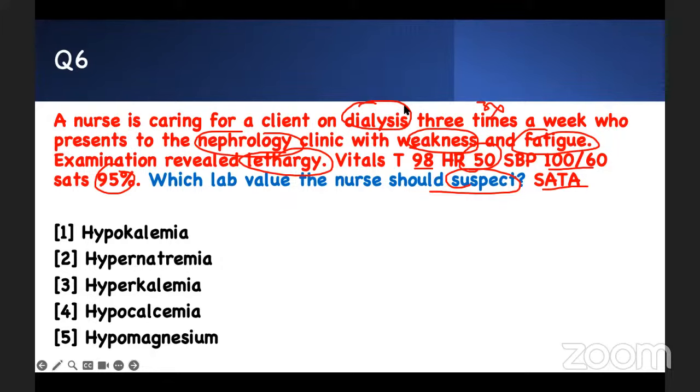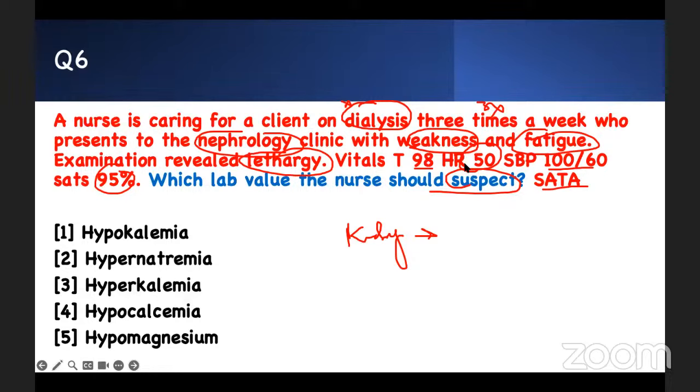You have to use the buzzwords to direct you. Anybody on dialysis, you have to know they have a kidney problem, kidney issue. So just try to use your content to limit things, okay? What you know is they have a kidney problem. Then you ask yourself, what is the main function of the kidney? It gets rid of things, electrolytes, stuff, okay? The guy is weak, he's fatigued, and he's lethargic with bradycardia. Which of the electrolytes the kidney controls causes this problem?